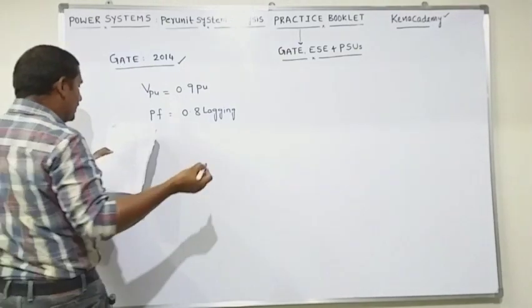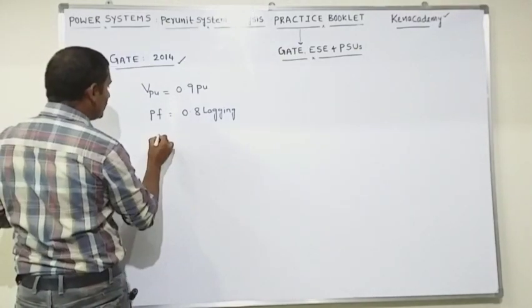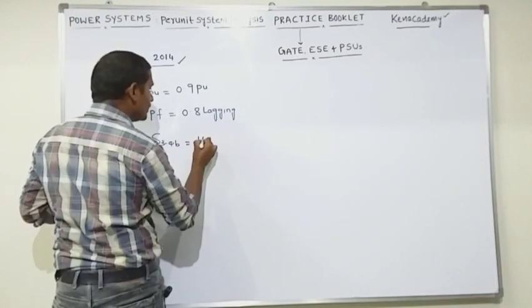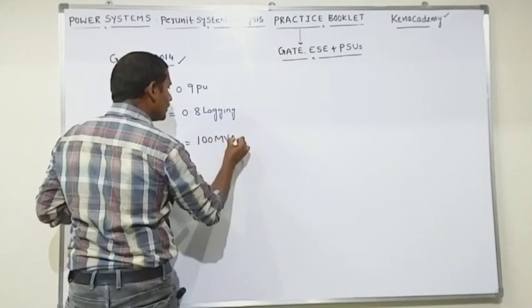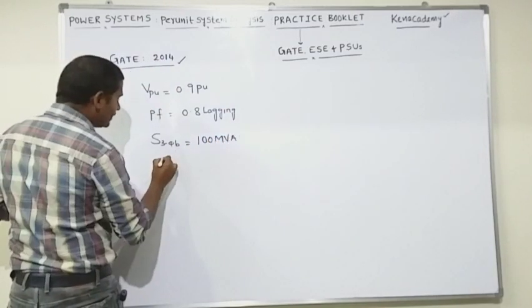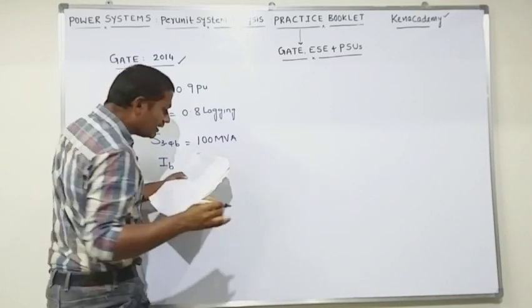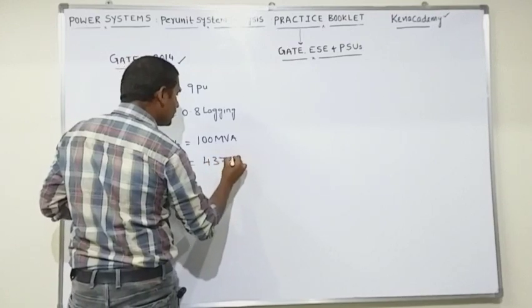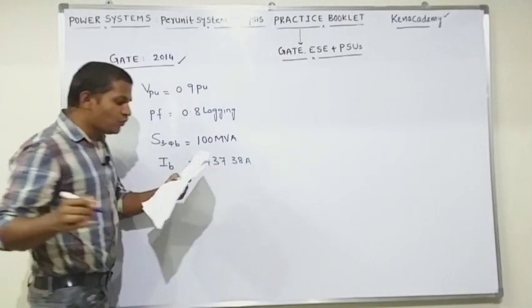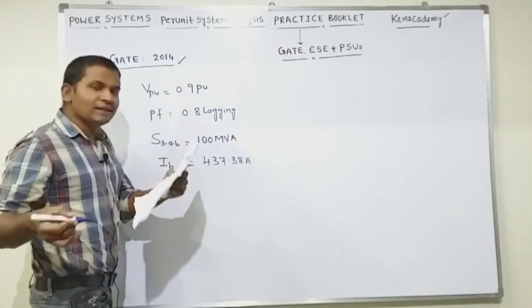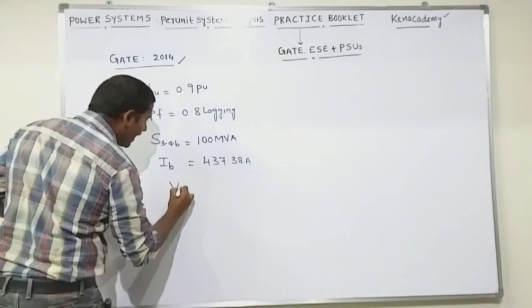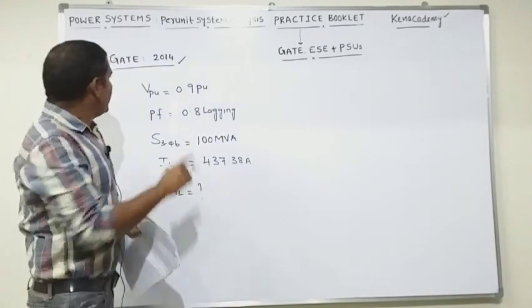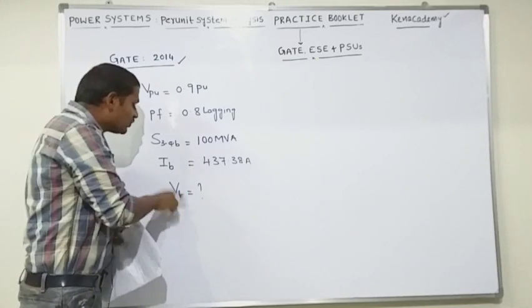The three-phase base power and base current are 100 MVA and 437.38 amperes. Three-phase base power is 100 MVA. Next, the base current, the three-phase base current, is 437.38 amperes. This is a line current. Then you find the line-to-line voltage in kV, the actual line voltage in kV.